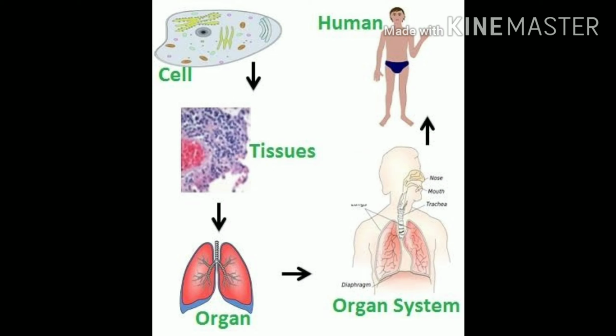Similarly, living things are also made of small units which are called cells. A number of cells come together to form a tissue. A number of tissues come together to form an organ. A number of organs come together to form an organ system. And like this, when organ systems come together, they form a body. Whether it is a human body, animal body, or a plant body.